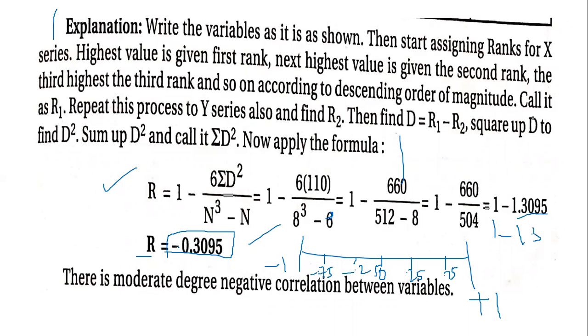Now this number is a negative number, so which means it is negative correlation. Since the number is negative, it is negative correlation. And let us see where we can place this number. 0.3095 is placed in between 0.25 and 0.75. So it is a moderate degree of correlation. Correct? Moderate degree of correlation. So it is a moderate degree negative correlation between the variables.